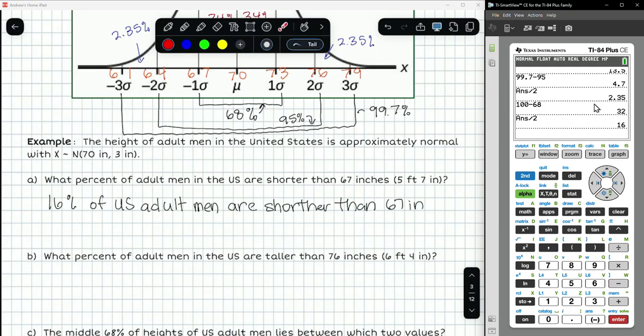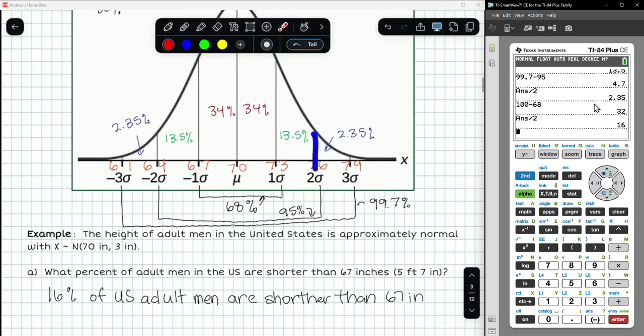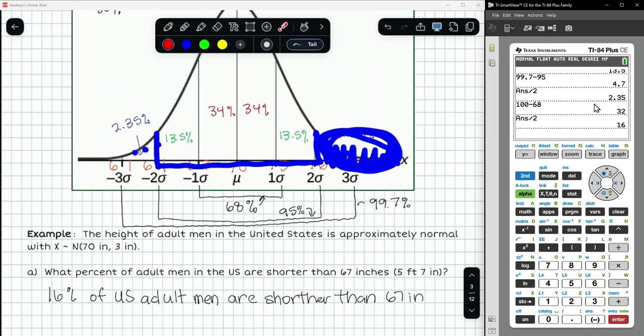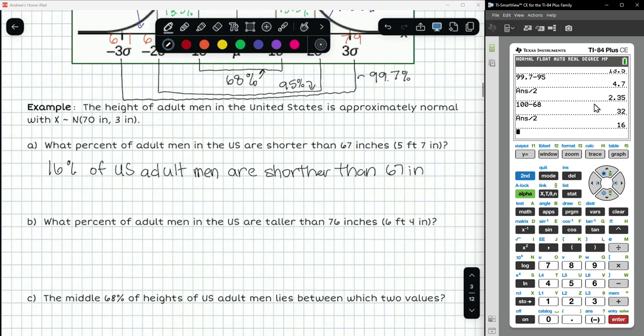The next one says, what percent of adult men in the US are taller than 76 inches? Similar idea, 76 is here, it's at the 2 standard deviation marker. So I know that 95% is here. I want outside because I want greater than. So I'm going to do that trick. I'm going to subtract 95 from 1, and I know that's going to give me 5%. And then that 5% gets split between these two tails because the curve is symmetric. So this tail is half of 5%, and without a calculator, I know that that is 2.5%.